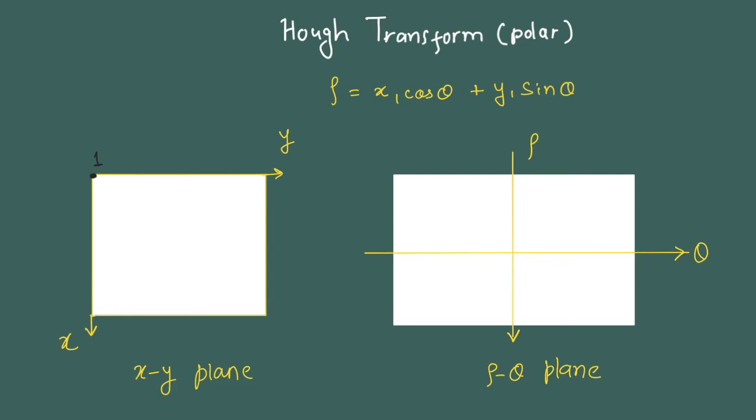For this point, coordinates are 0, 0. So for all values of theta, we need to calculate the value of rho. But every time x1, y1 is 0, 0. For all values of theta, rho will remain 0. So this is our line for point number 1.